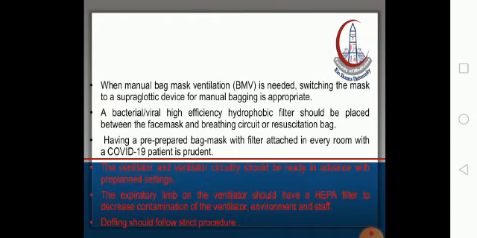When using manual bag ventilation, switching the mask to the supraglottic device for manual bagging is appropriate. A bacterial and high efficiency hydrophobic filter should be placed between the face mask and the breathing circuit or resuscitation bag. Also, a pre-prepared bag mask with a filter attached in every room with a COVID-19 patient should be available. The ventilator and the ventilator circuit should be ready in advance with a pre-planned setting. The expiratory limb on the ventilator should have a HEPA filter to decrease contamination of the ventilator environment and staff. Doffing should follow strict procedure.